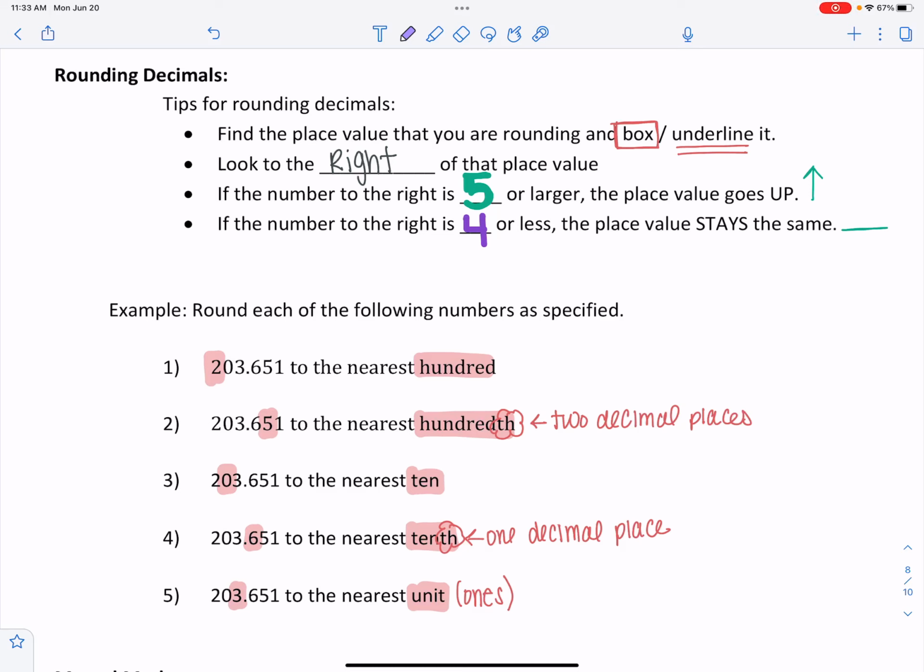All right, so in this video, we're going to be looking at rounding decimals. So I've got the tips filled in. When you're rounding decimals, you want to find the place value that you are rounding, and I recommend you box or underline it. Then you look to the value to the right of that to tell you whether it stays the same or it rounds up. If it's 5 or larger, the place value is going to round up. If it's 4 or less, the place value is going to stay the same.